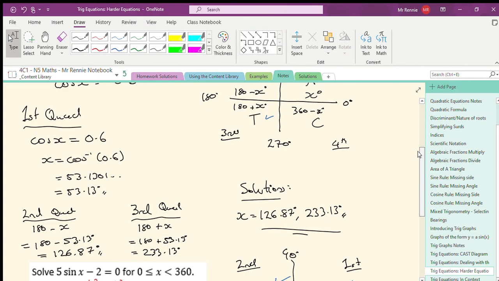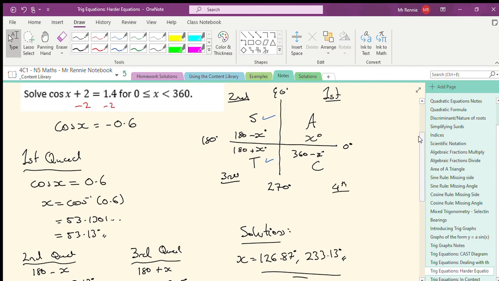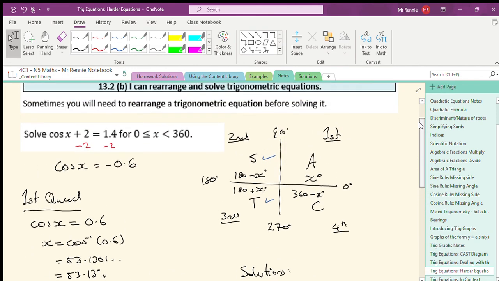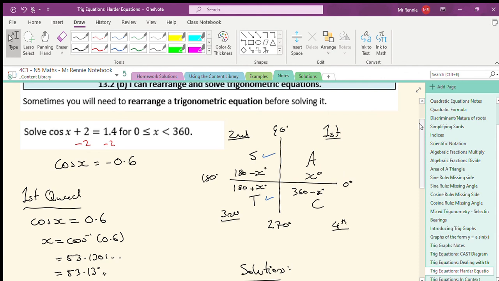Okay, so just to recap, you've got to rearrange your equations like you would do normally with normal equations. The main thing is you can only do your cast diagram, or you can only tell which quadrants you're going to be finding answers in, once you've got it down to cos x equals, sin x equals, or tan x equals, okay? If you've got to rearrange more, you need to do that first. Remembering, if your answer is negative, that tells you what quadrants you're picking, but it does not go into the calculator like that first example in our notes.